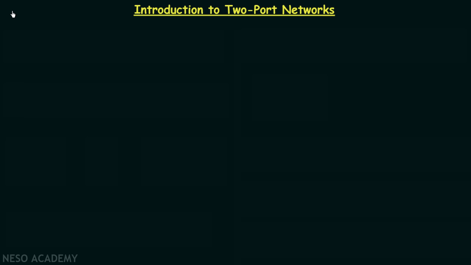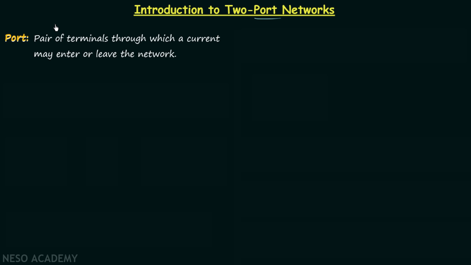We have completed chapter number 1, in which we discussed the basics of network theory, and now from this lecture we will start chapter number 2, that is two-port networks. Before we understand what these two-port networks are, we will first try to understand the meaning of port. Port is a pair of terminals. This means a port is the combination of two terminals through which a current may enter or leave the network.